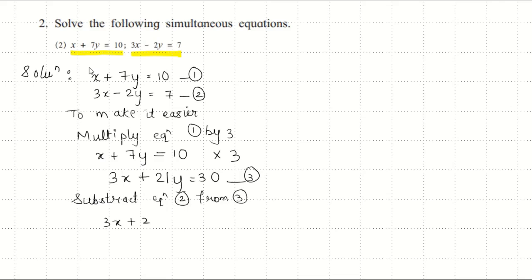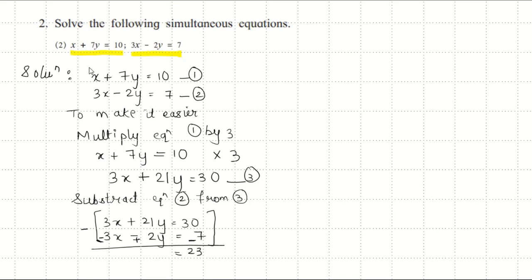3x plus 21y is equal to 30, and the second equation is 3x minus 2y is equal to 7. It is subtraction, so here it is a minus sign. In subtraction, the signs of these numbers will get changed. So plus 3 will become minus 3, minus 2 will become plus 2, and plus 7 will become minus 7. So here 30 minus 7 is 23.